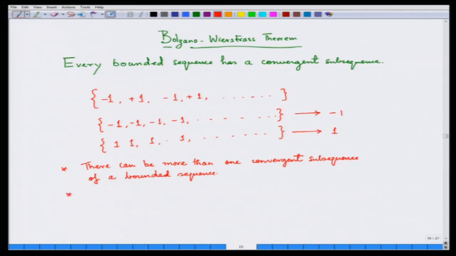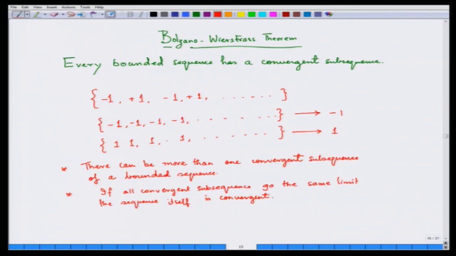If all convergent subsequences go to the same limit, then the sequence itself is convergent. So this is a very, very fundamental fact, and it will be good that when you look at Bolzano-Weierstrass theorem, you just keep in mind this fact.